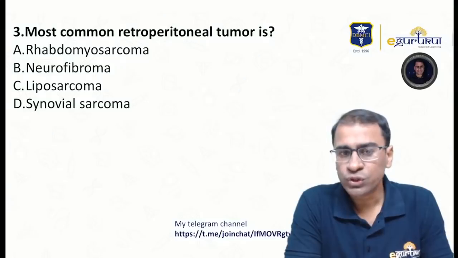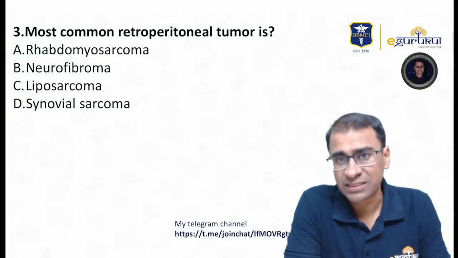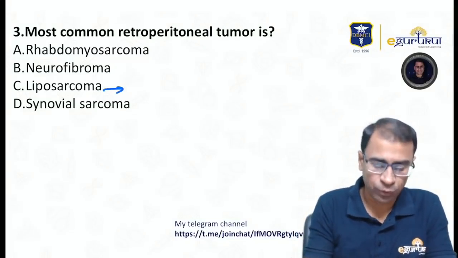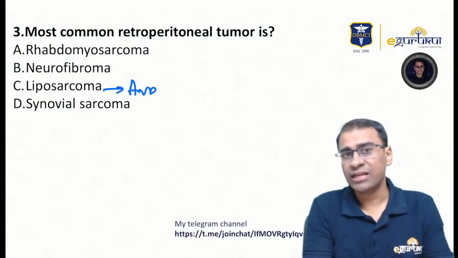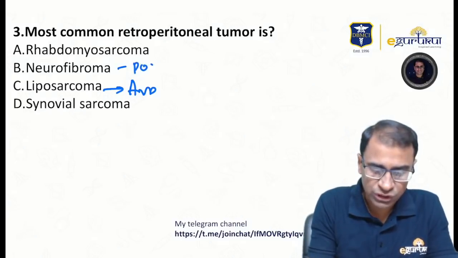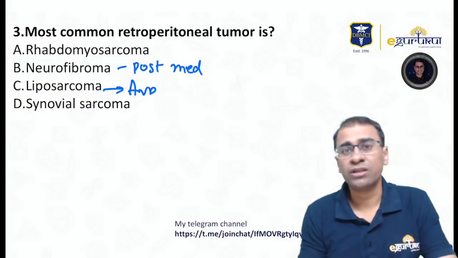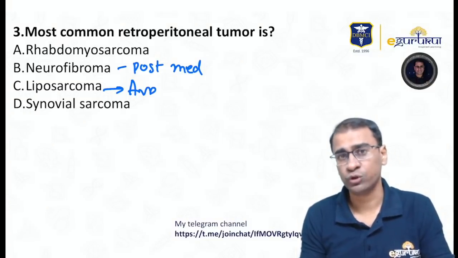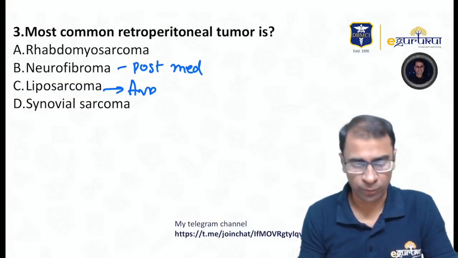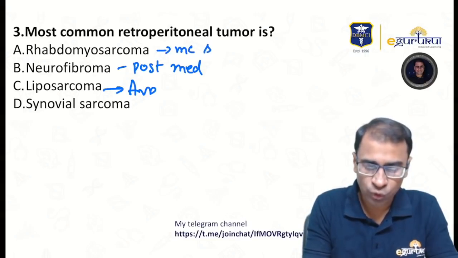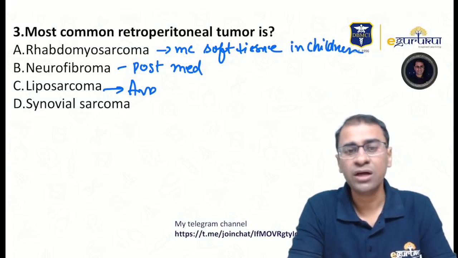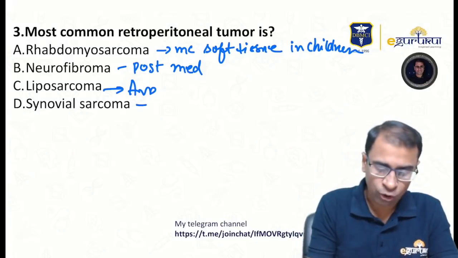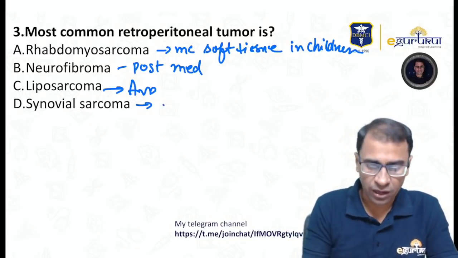Question 3. The most common retroperitoneal tumor is, guys, remember, the most common of them is liposarcoma. Remember, neurofibroma is a tumor of the nerves, so it will actually be in the posterior mediastinum, but is not the most common. In fact, neuroma might be the most common posterior tumor, but definitely not neurofibroma. Rhabdomyosarcoma is the most common soft tissue tumor in children, but definitely not the retroperitoneal tumor. And synovial sarcoma is definitely not retroperitoneal. It usually occurs in the joints.